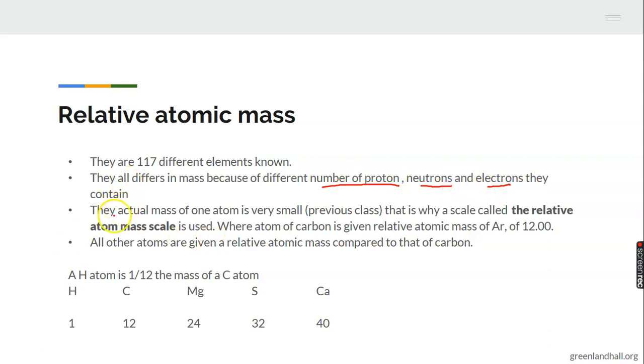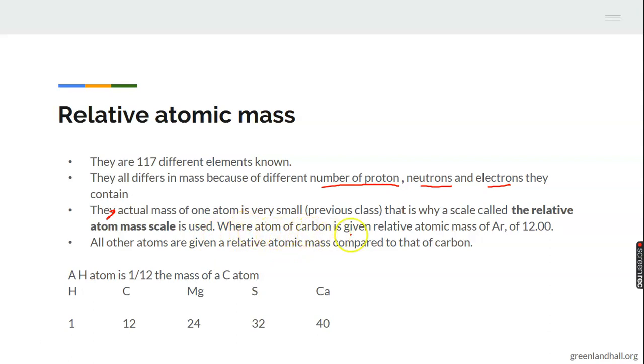Okay, so another point we're going to look at is that the actual mass of one atom is very small. When you say the actual mass of one atom is very small, remember our previous class we talked about the atom, and you know how tiny the atom is. So that's why a scale called the relative atomic mass scale is used. That's why you can have those kinds of figures.